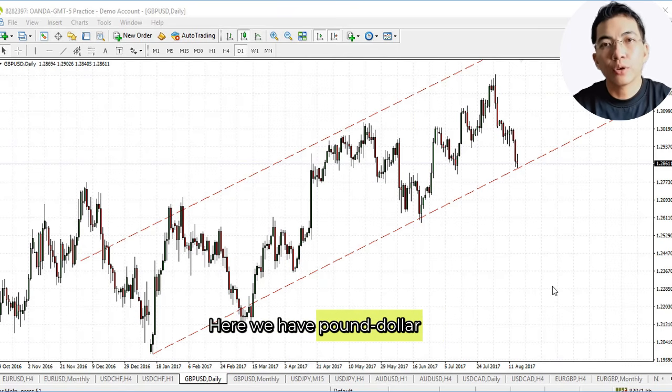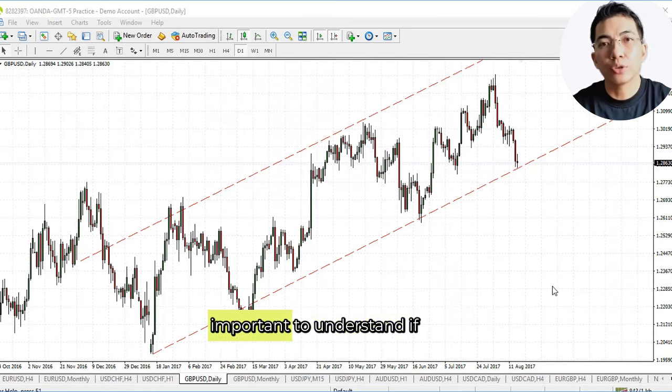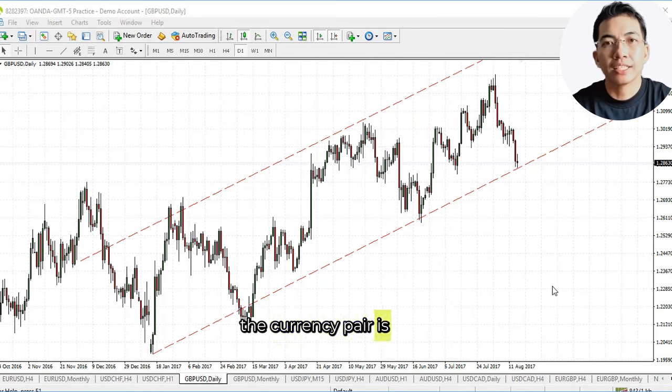Here we have pound dollar on a daily chart, and the first thing you need to do is to identify the trend, because we have seen that all the patterns, or almost all the patterns, need a direction to be identified. For example, you can't find any bullish engulfing pattern if the price is already moving up, or you will not find any shooting star if the price is already going down. So before analyzing the single candlesticks, it is important to understand if the currency pair is in an uptrend, a downtrend or a sideways trend.